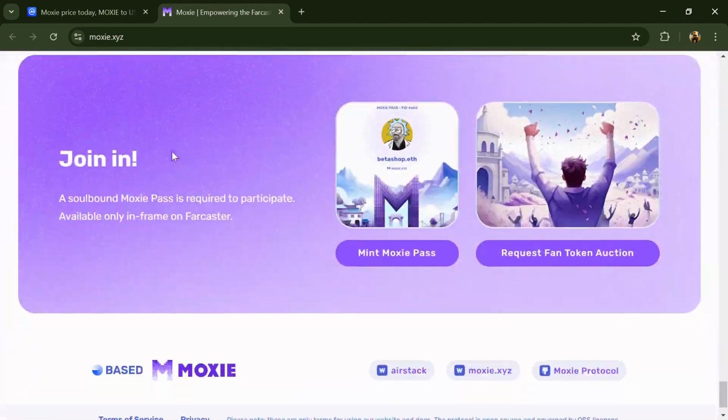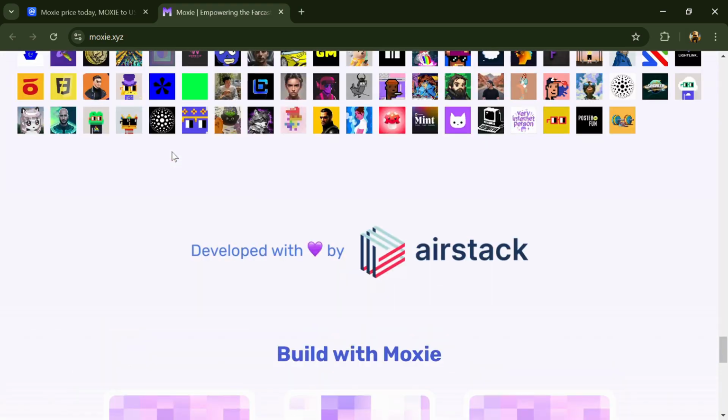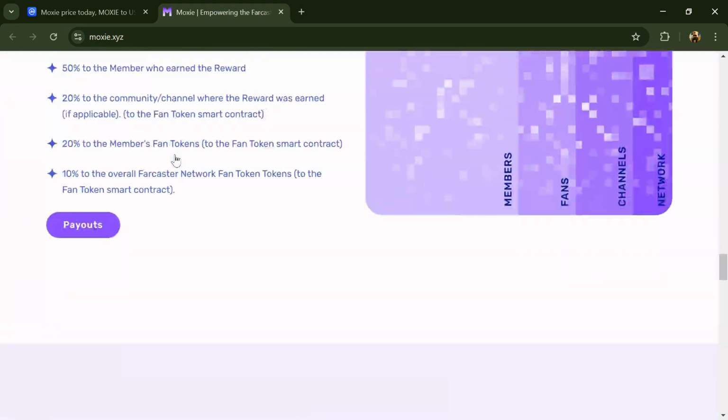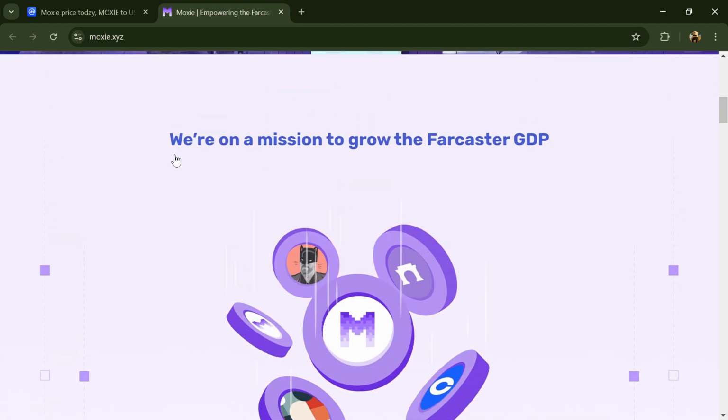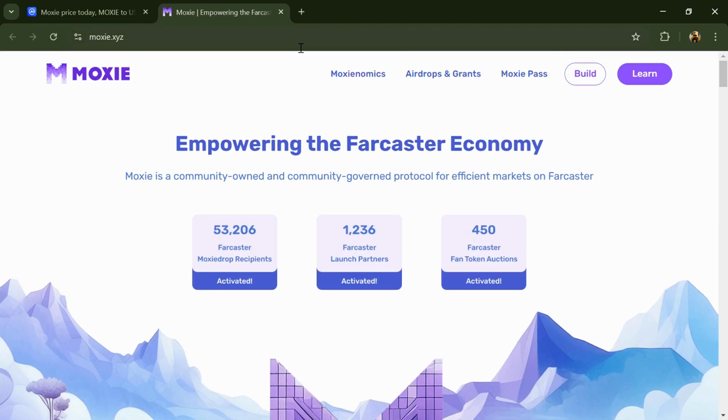A core function of the protocol is enabling Moxie-backed fan tokens for any individual or community on Farcaster. Fans get access to special features and benefits in a thriving full-loop economy.